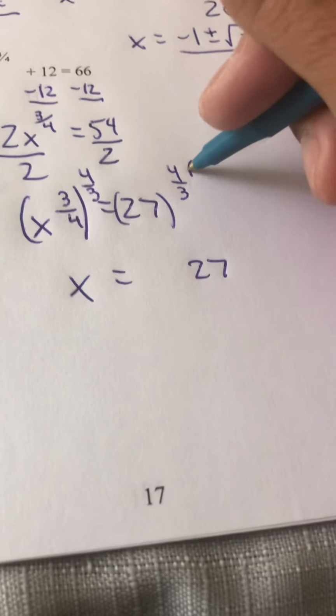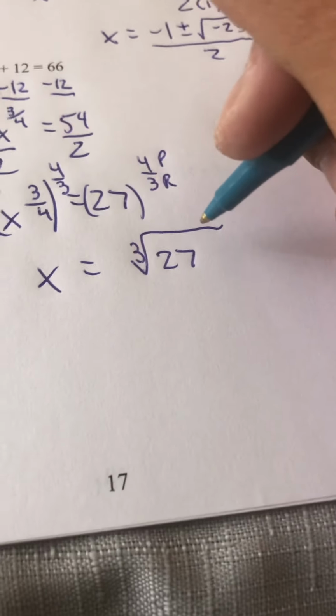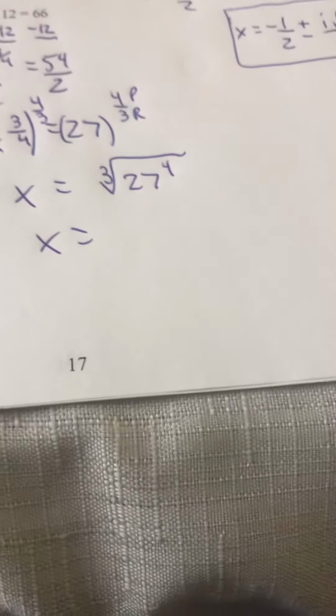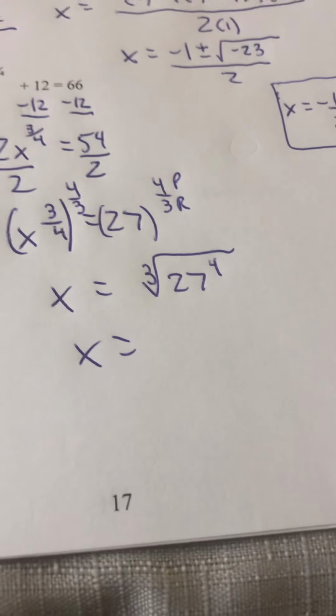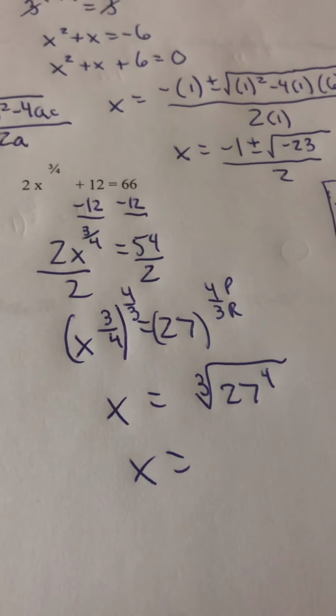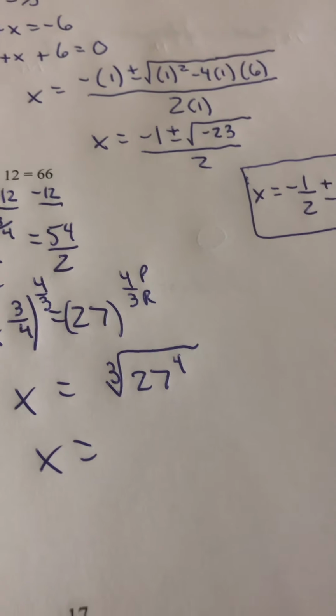Remember, it's power over root. So I would have the 3rd root of 27 to the 4th power. So the 3rd root of 27, you can plug that in your calculator, would be 3. 3 to the 4th power would be 3 times 3 times 3 times 3, which would be 81.